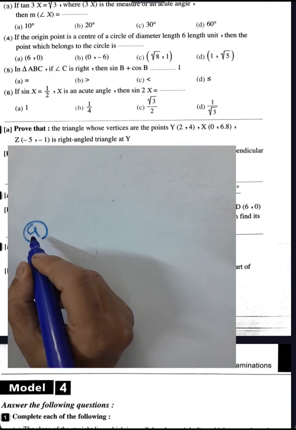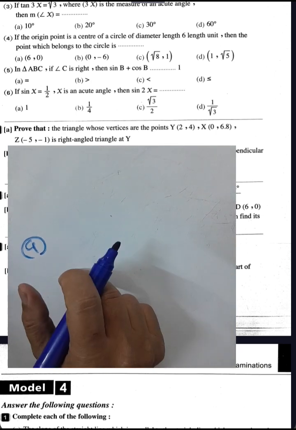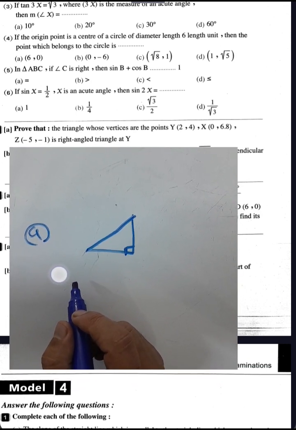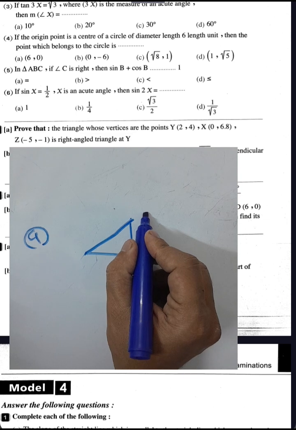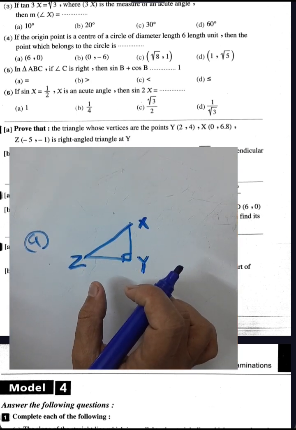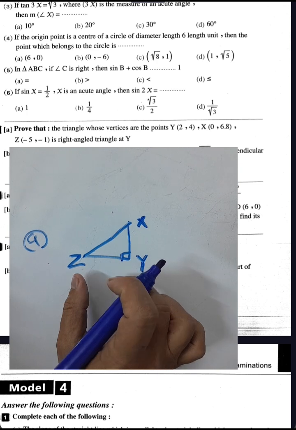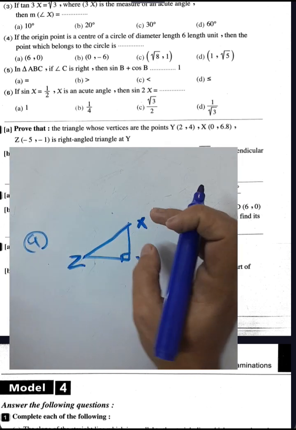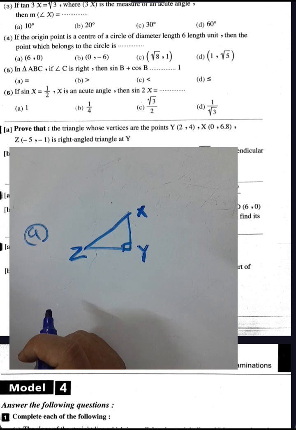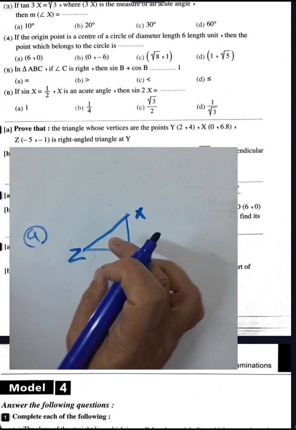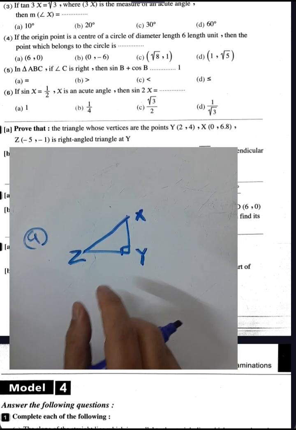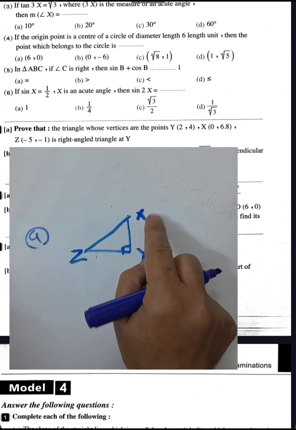Next question, letter A. Prove that triangle XYZ is a right-angled triangle at Y. We can prove that there is a right angle at Y by two methods. First method, you can find the lengths of XZ, XY and ZY. If XZ squared equals XY squared plus YZ squared, then XZ is the hypotenuse and the measure of angle Y equals 90 degrees. Or you can find the slope of XY and the slope of ZY, and the product between them equals -1. Then we say the measure of angle Y equals 90 degrees, or XY is perpendicular to ZY.